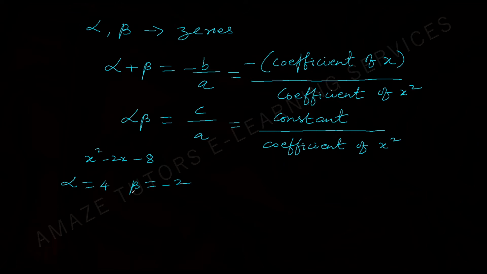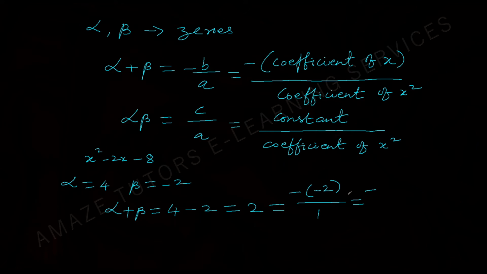Now we will try to find out the sum of the zeros. Alpha plus beta is equal to 4 plus minus 2, which will give you 2. What is 4 minus 2? 2. Now this is the sum of the zeros. I can rewrite this as minus of minus 2 divided by 1, isn't it? Because negative negative is positive, 2 by 1 is positive 2.